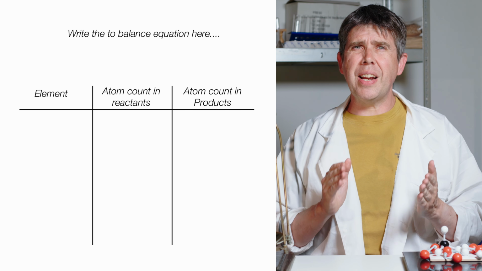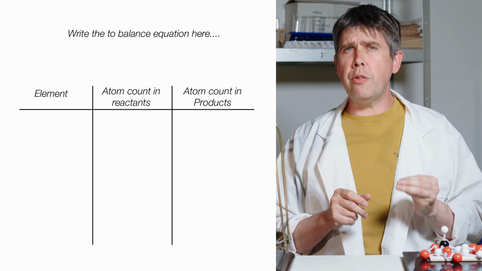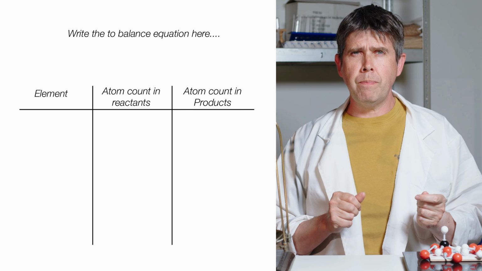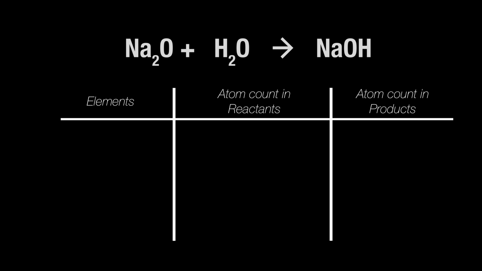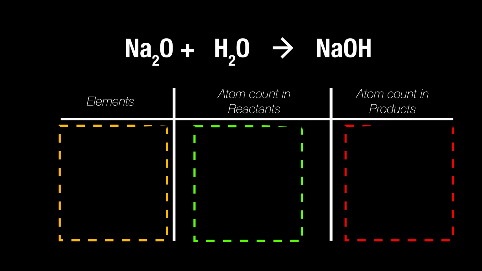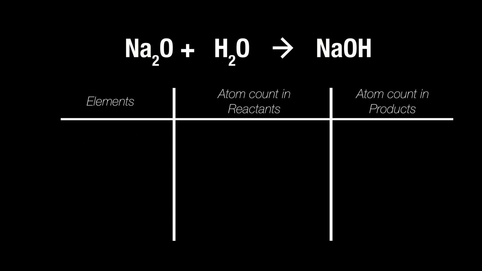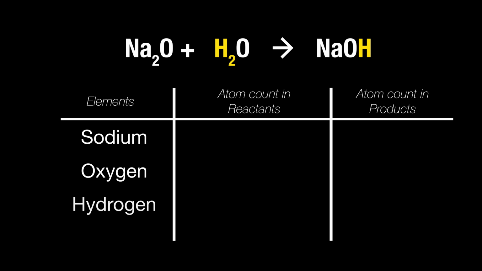Balancing chemical equations will quickly become second nature for you, but at the start, I'd recommend setting your work out like this to ensure that you get it right first time. So here's our equation, and we're just going to list the atoms down here and put the numbers of them in these boxes here. So elements first. We've got sodium, oxygen, and hydrogen in the formula.